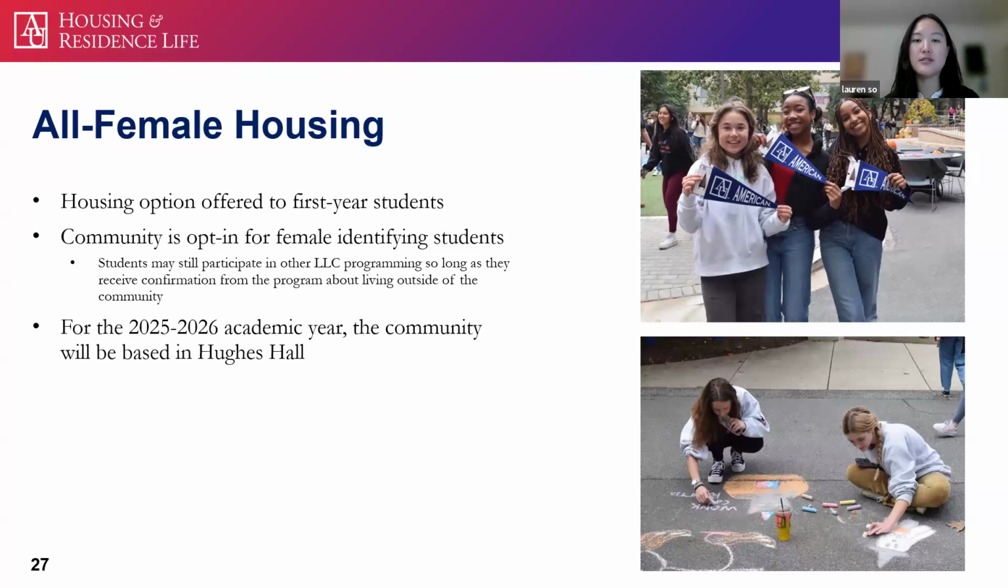It's also important to note that students in all-female housing can still participate in other programs like living learning communities as long as they get confirmation from their program that it's okay to live outside of its designated building and floor. For the 2025-2026 academic year, the all-female housing will be located in Hughes Hall.